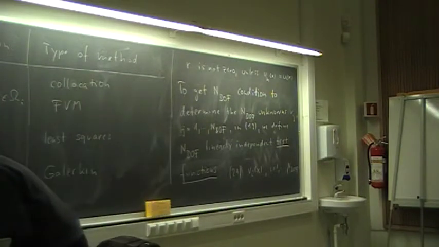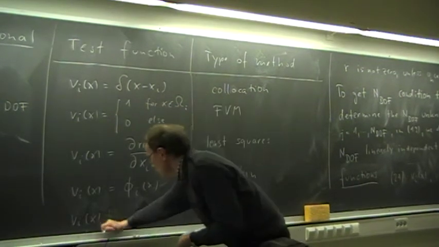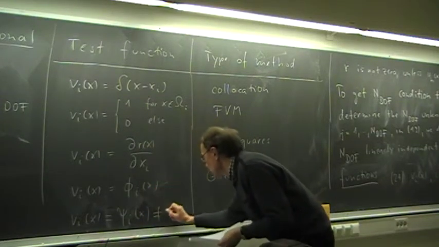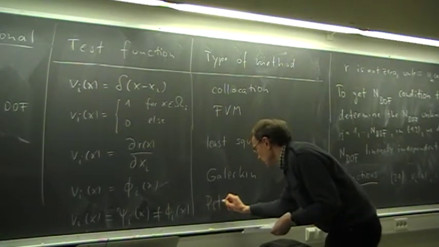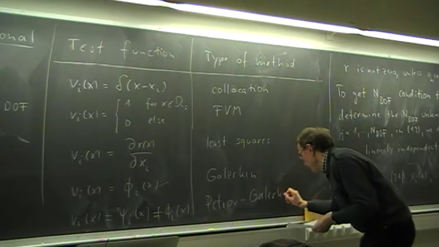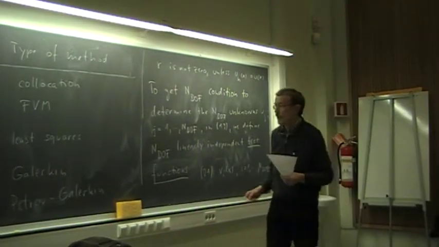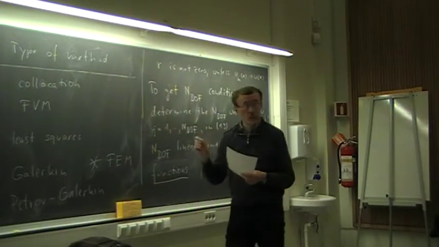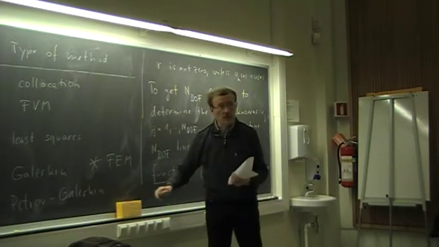If we choose the test function differently, say equal to some psi i of x which is not equal to the basis functions, in finite element method we get something called the Petrov-Galerkin method. So you see we have a couple of choices here, but this is the usual choice for the finite element method. And if we have certain problems, we would also choose this.